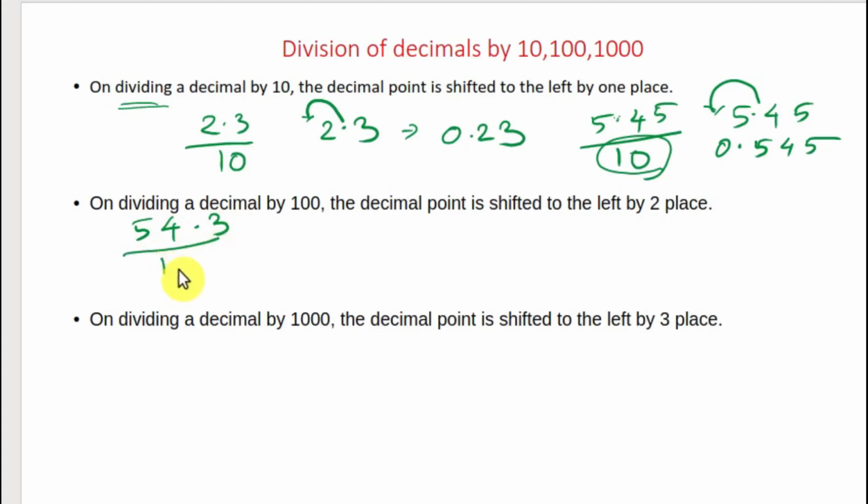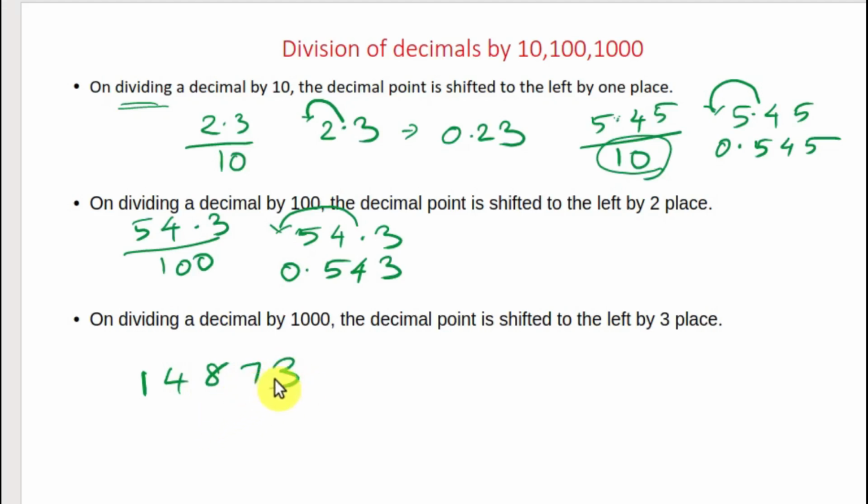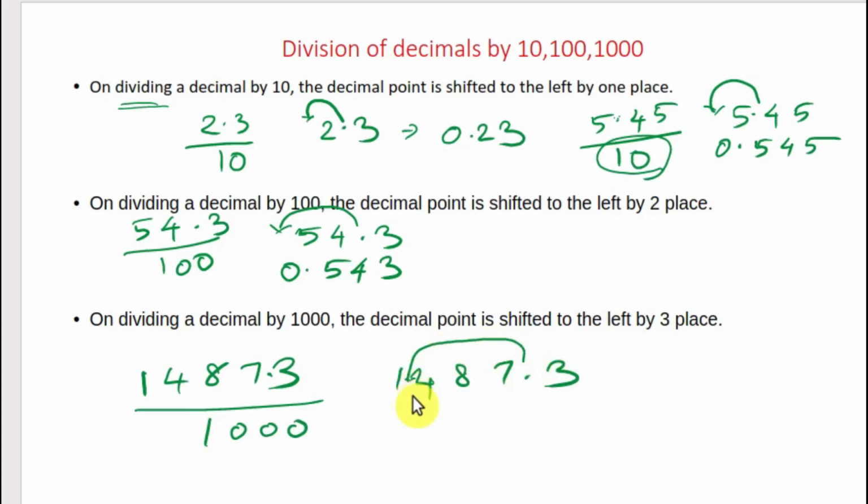54.3 by 100. So, on dividing the decimal by 100, the decimal point is shifted from here to here, two places. So 0.543. The decimal point is shifted to the left by two places. Here, the point is here. I am dividing by 1000. So, what is the answer here? The point is shifted to the left by 3 places. So the point will go here. So 1.4873.